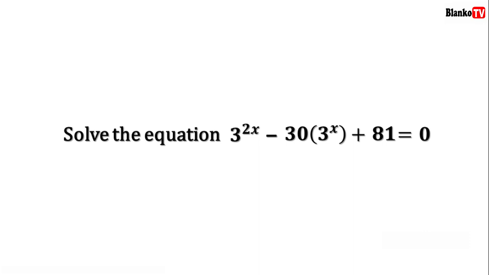Okay, so today's question. Solve the equation 3 raised to the power 2x minus 30 multiplying 3 raised to the power x plus 81 is equal to 0.